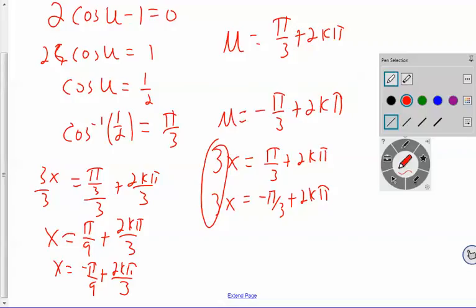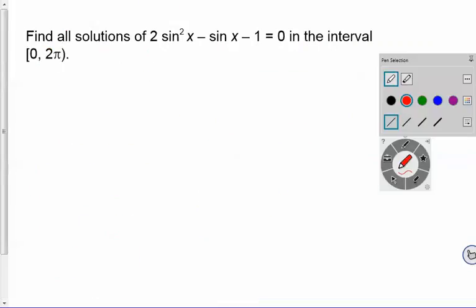All right, this one: find all solutions of 2 sine squared x minus sine x minus 1 equals 0 on the interval of 0 to 2 pi. That is actually a pretty good problem because you have to be mindful of two things. One, this interval means you're looking at the solutions from 0 to 2 pi, one full cycle that we're used to doing.